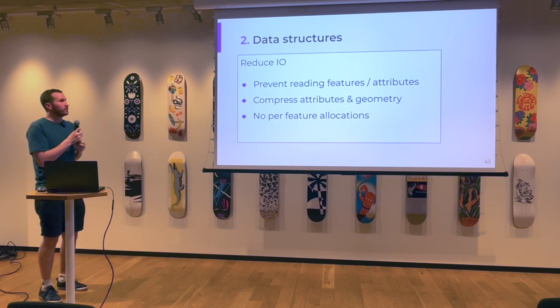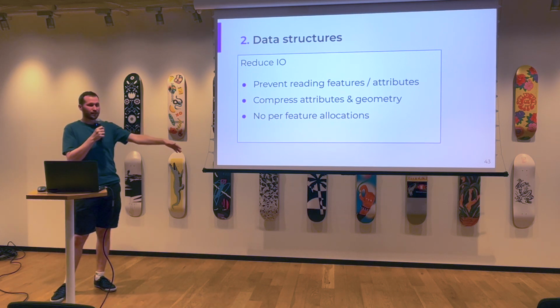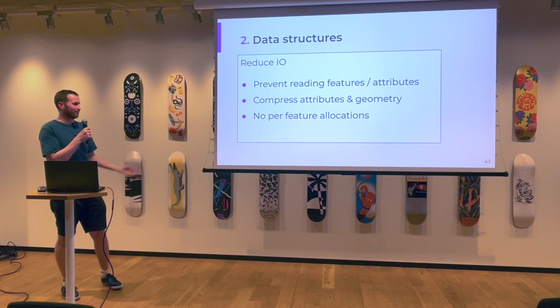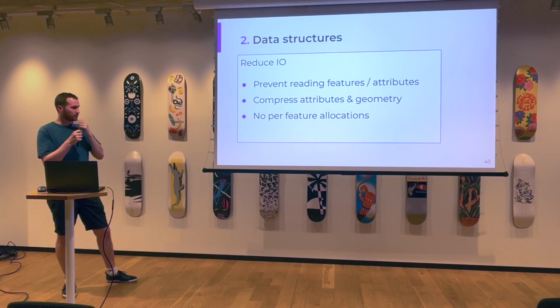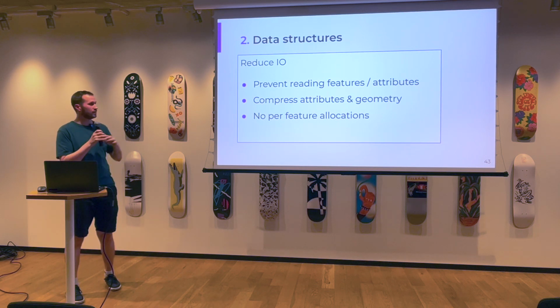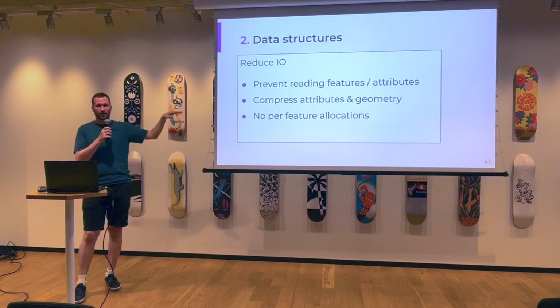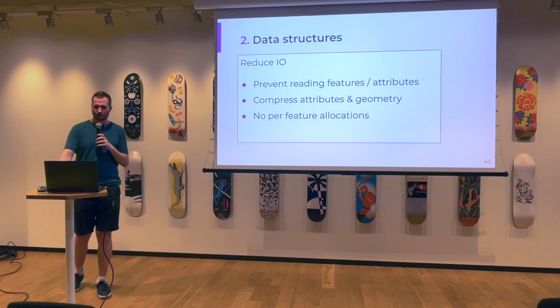So in general, prevent reading things. If you don't need to read it, let's make things faster. Compress things so that, again, disk is the main thing that makes things slow, and prevent especially any allocations per feature.